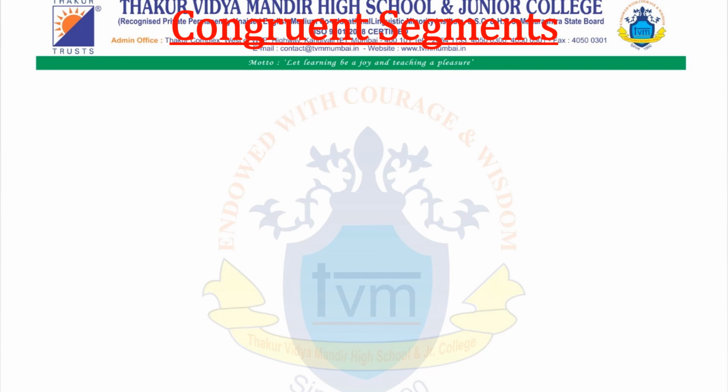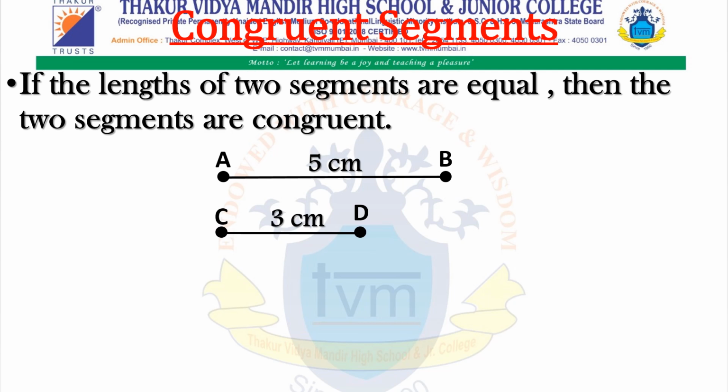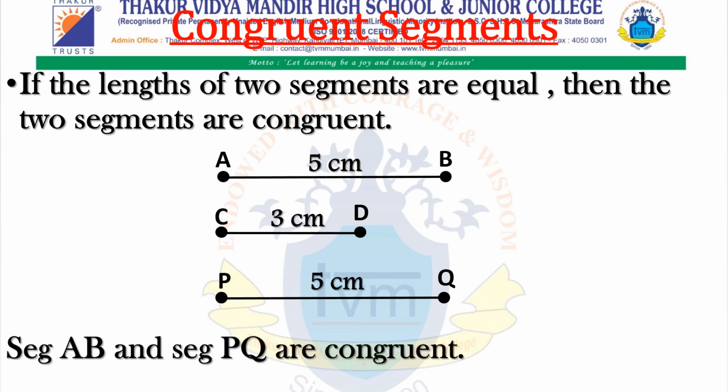What are congruent segments? If the lengths of two segments are equal, then the two segments are congruent. Here we have segment AB of length 5 cm, segment CD of length 3 cm, segment PQ of length 5 cm. Now you can see here the length of segment AB is 5 cm and length of segment PQ is 5 cm. Therefore, segment AB and segment PQ are congruent to each other because they have the same length. So what do you mean by congruent segment? Segments having the same length.